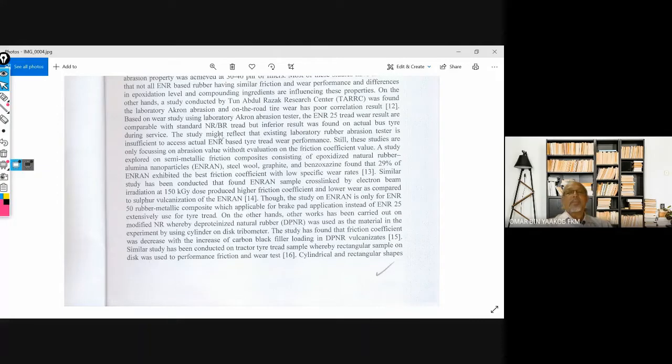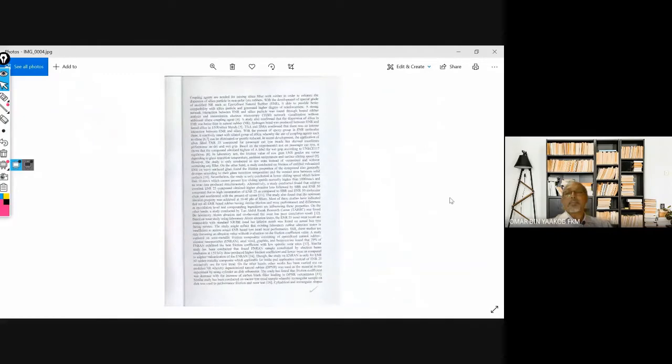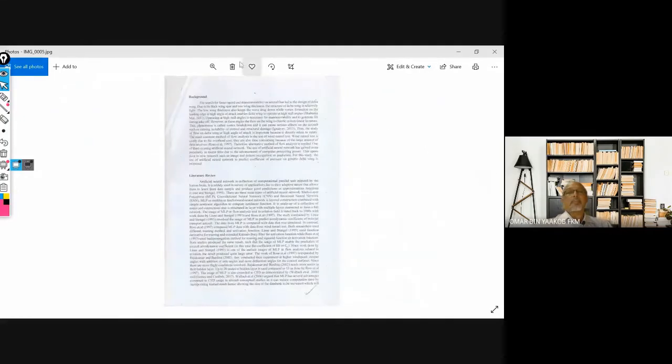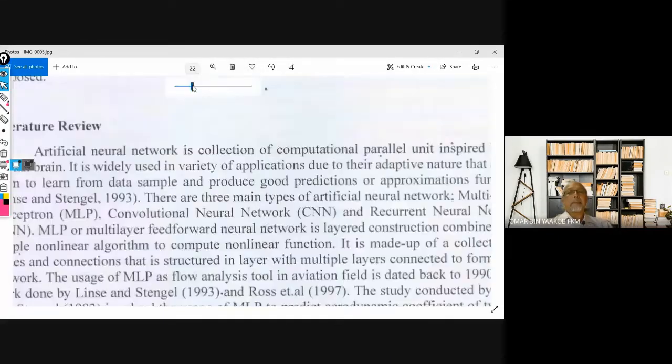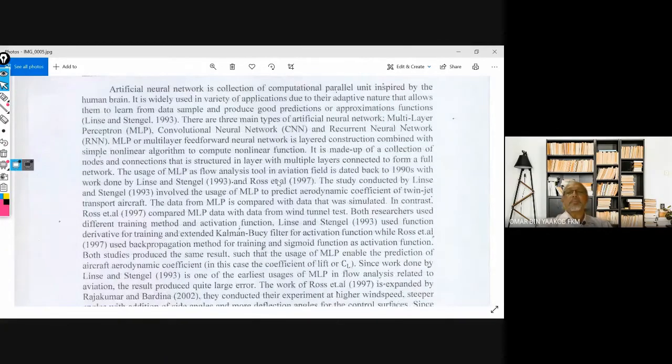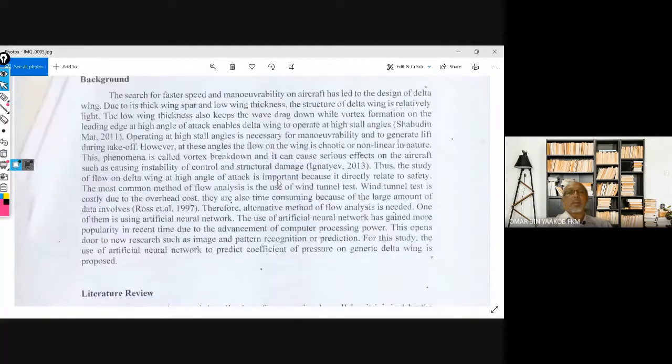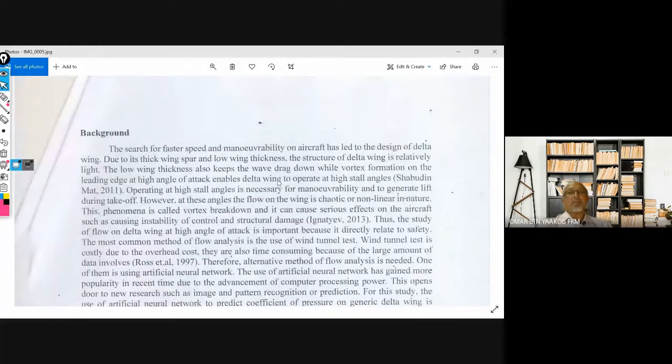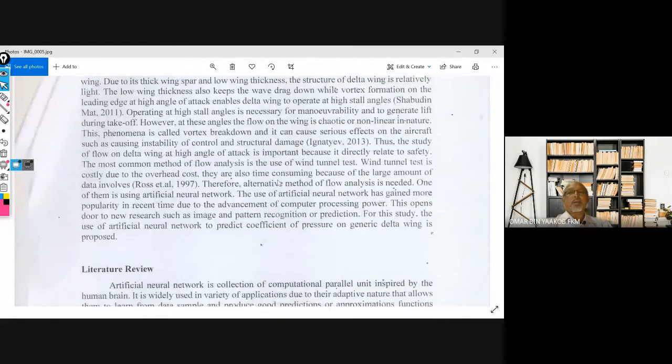Okay. Let's put another example. Artificial neural network. This one is a long paragraph, only two paragraphs. Background. And so again, the references are.